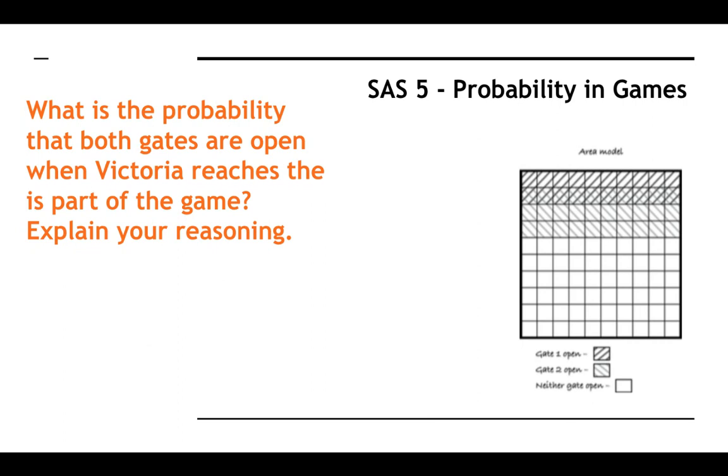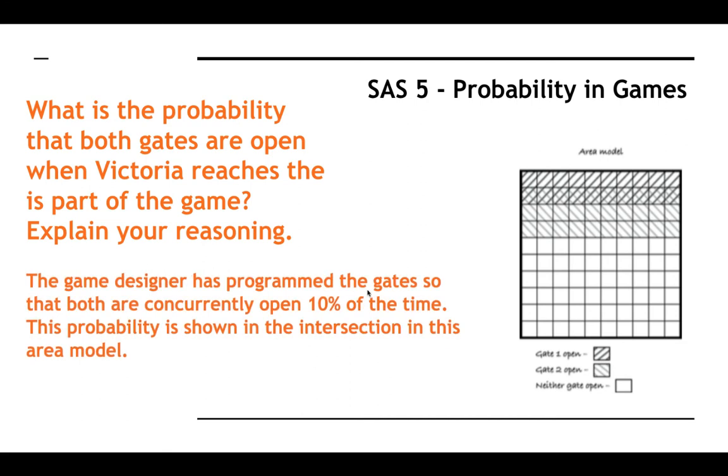So what is the probability that both gates are open when Victoria reaches this part of the game? And explain your reasoning. The game designers programmed the gates so that both are concurrently open 10% of the time. Probability is shown in the intersection in this area model right here. See it?